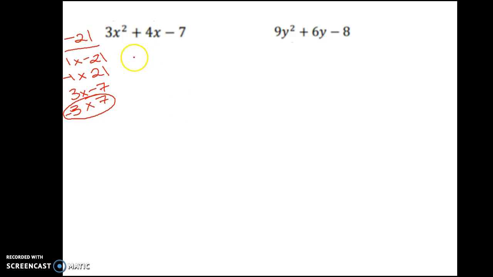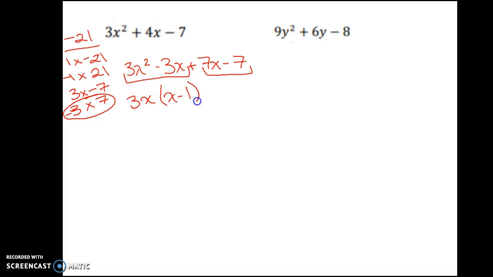Okay. Again, I'm going to group my factors by multiples. So if I think about 3, I'm going to keep that 3 with it. So I've got 3x squared minus 3x plus 7x minus 7. Okay. And again, I'm going to group my terms to do my factorizing. So if I look here, I've got 3x squared minus 3x. So I can take a 3 out of both of those, and I can take an x out of both of those. That's going to leave me with x minus 1.